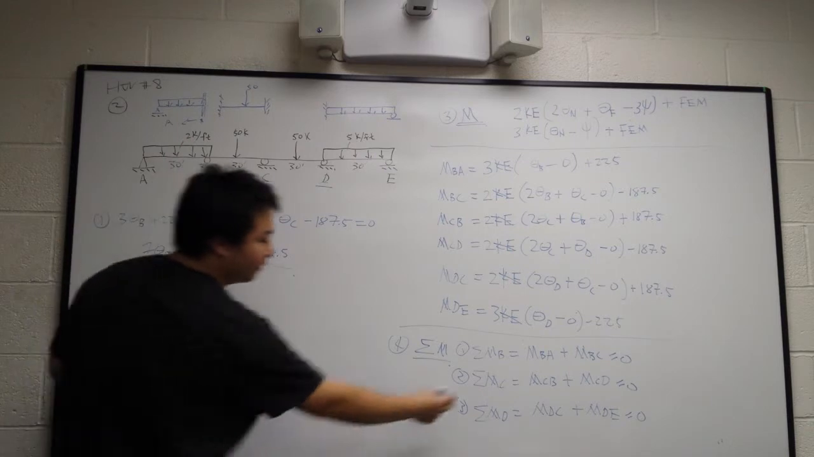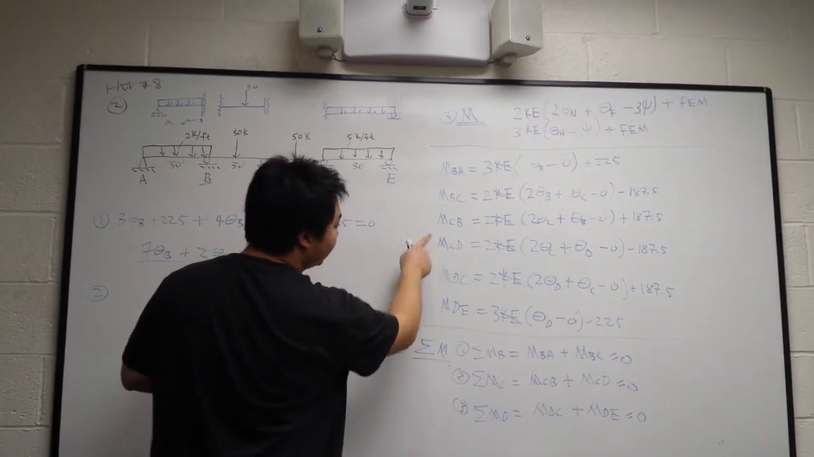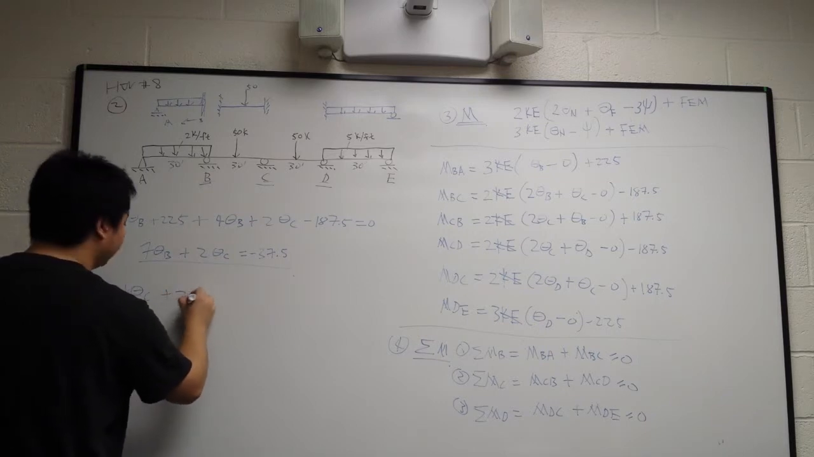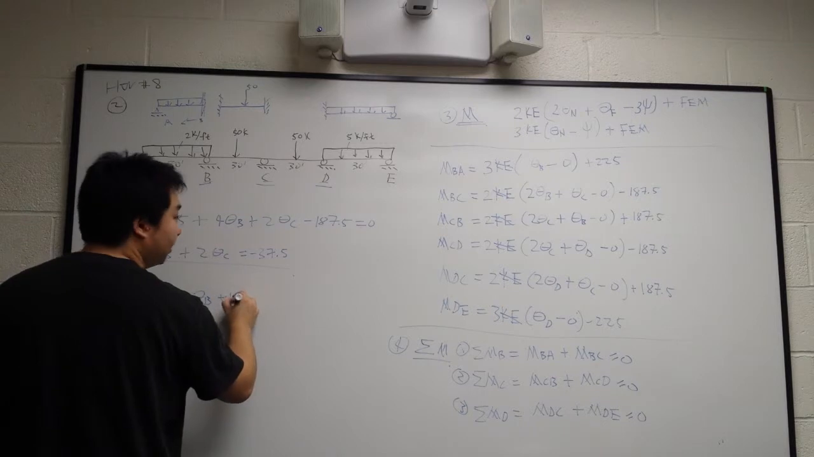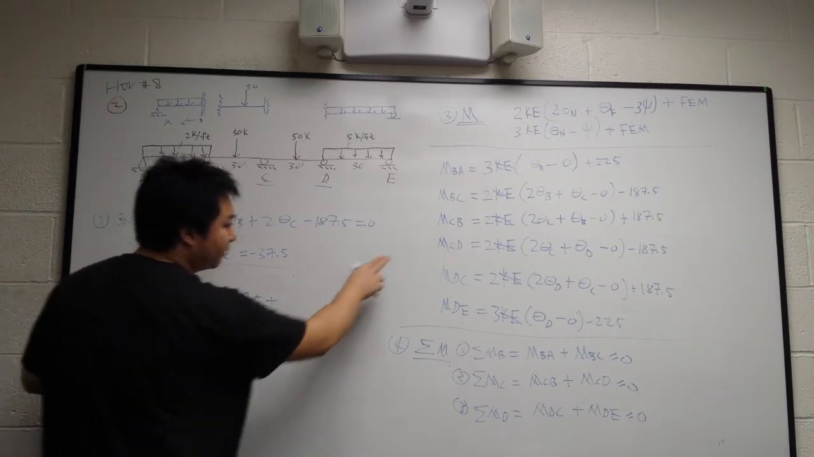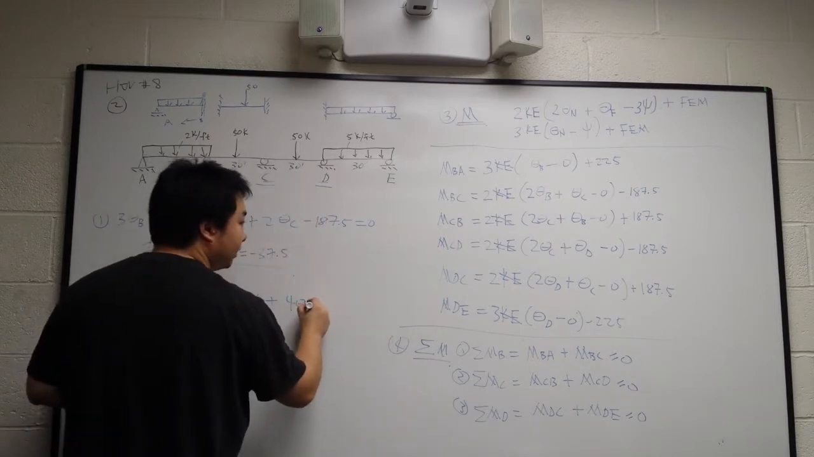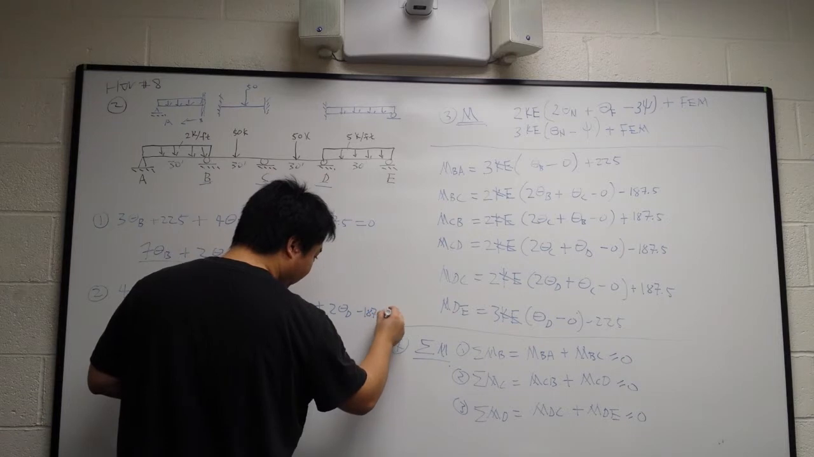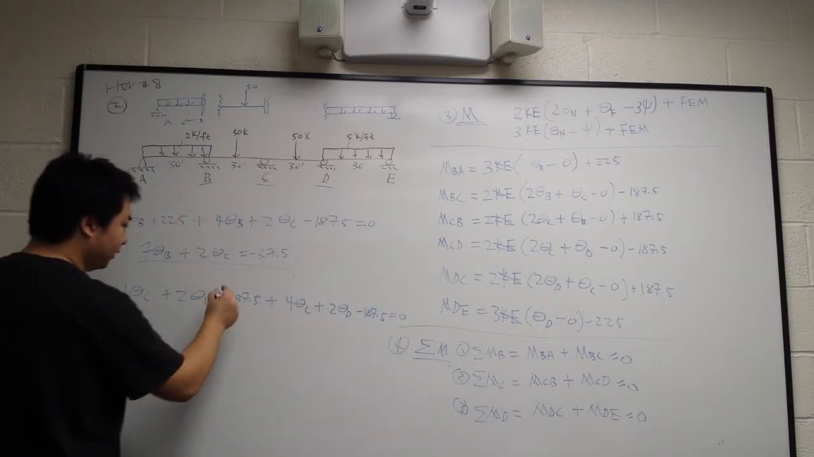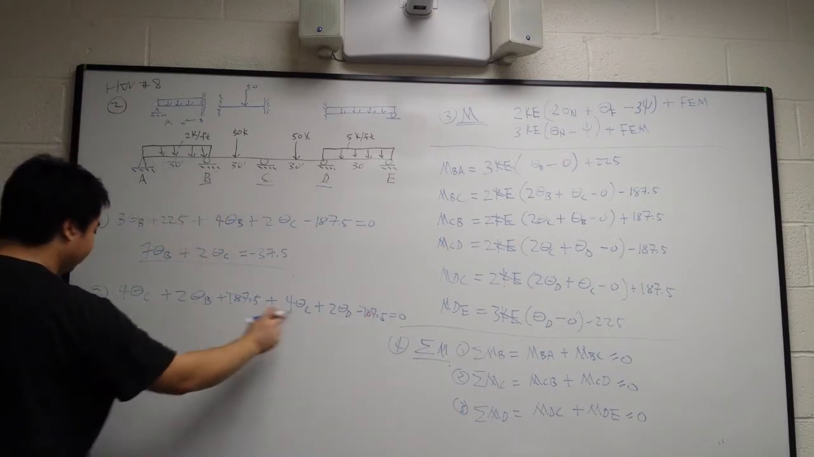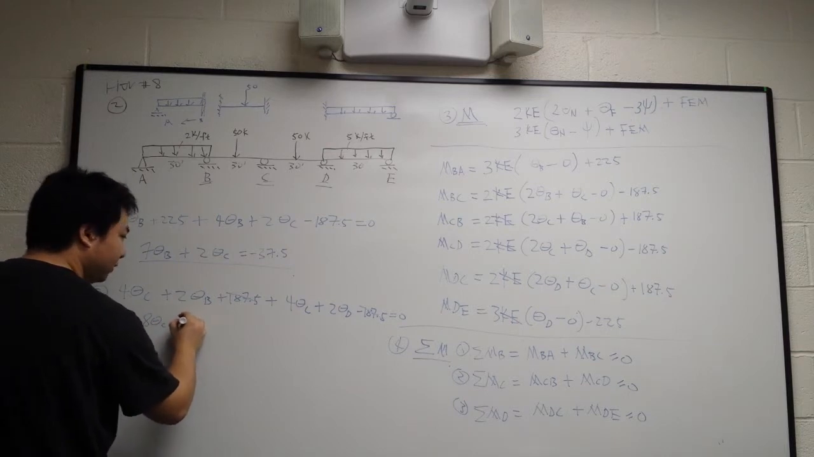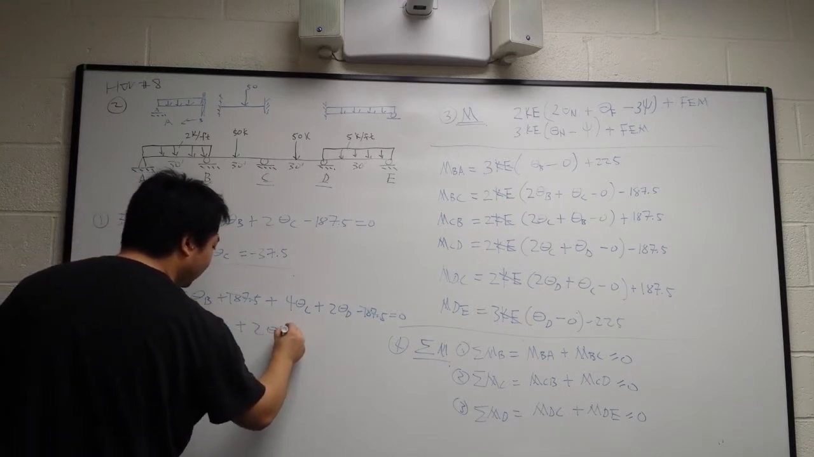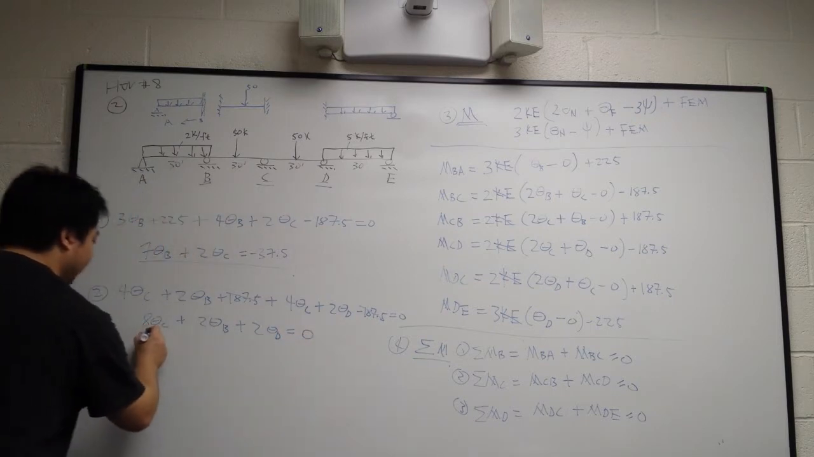For number 2, you're going to have CB, CD. So CB, CD. So you're going to have 4 theta C plus 2 theta B plus 187.5 plus CD, 4 theta C plus 2 theta D minus 187.5 equal to 0. So just cancel. You're going to have 8 theta C plus 2 theta B plus 2 theta D equal to 0. This is the second equation.